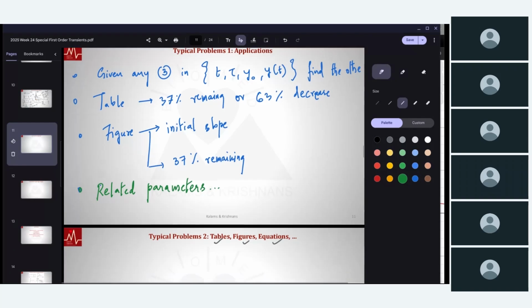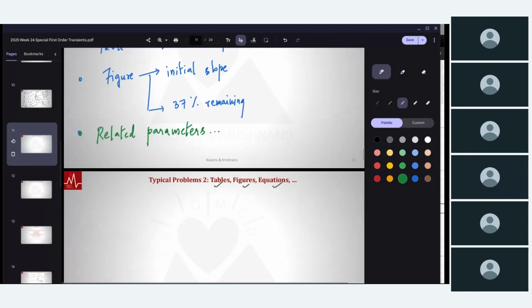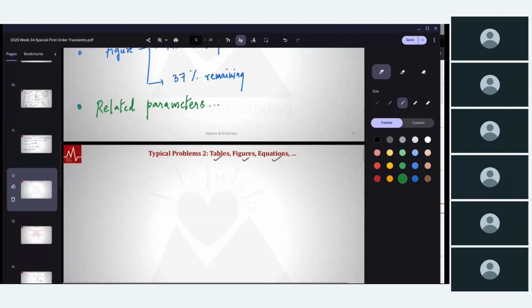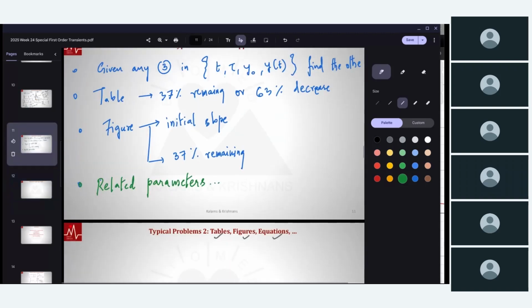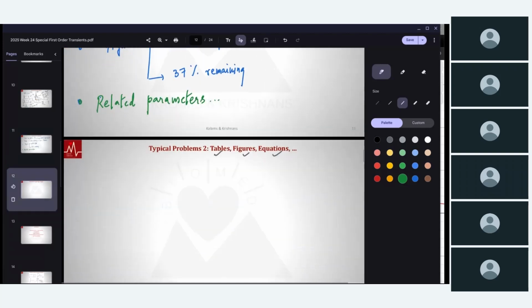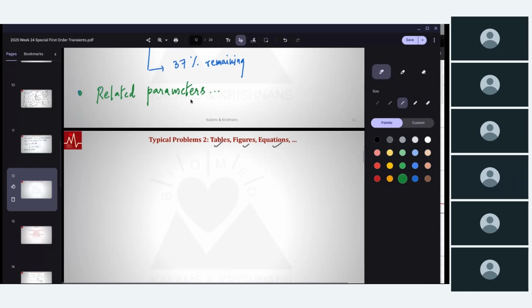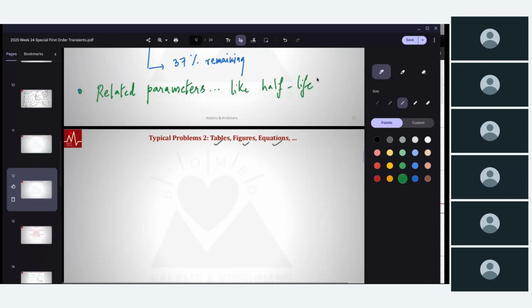Sometime, someone mentioned, is this related to half-life? Yes, this is related to half-life. Instead of asking you the time constant, because if you know the time constant, you know the half-life, say of radioactive decay or bacterial decay, you can actually talk about the half-life of that parameter. Okay, we'll just show half-life here.